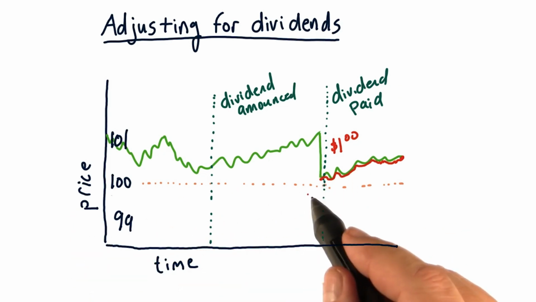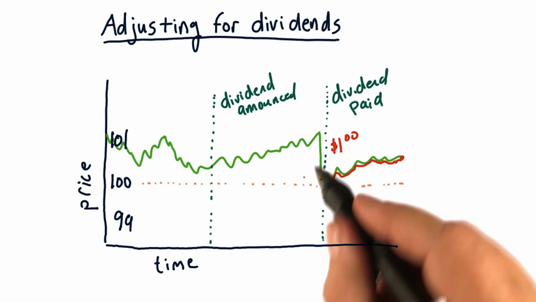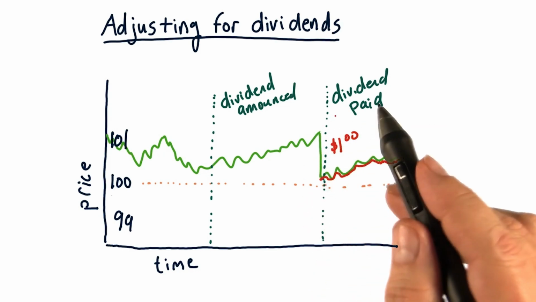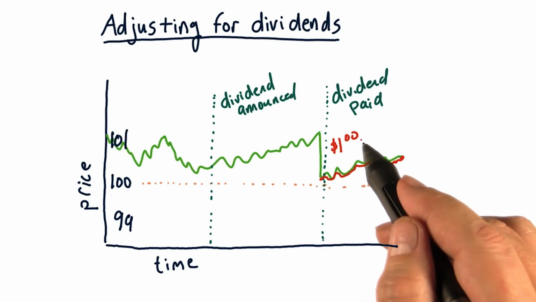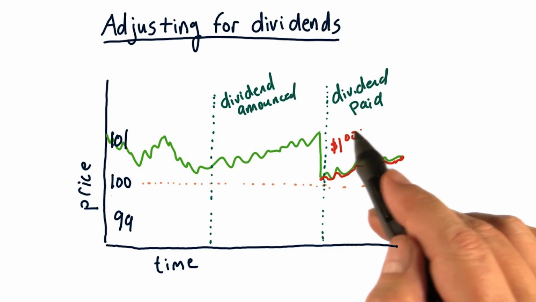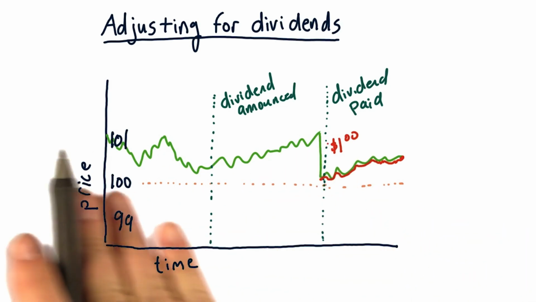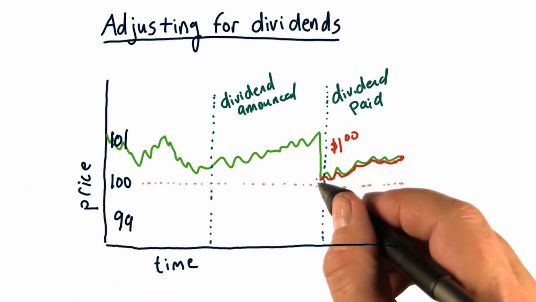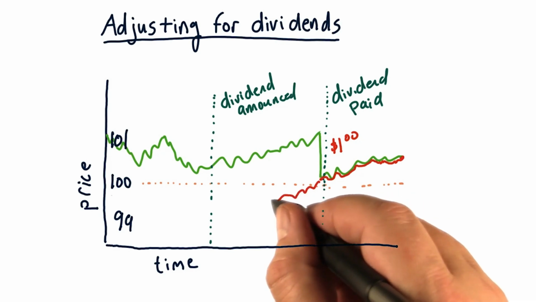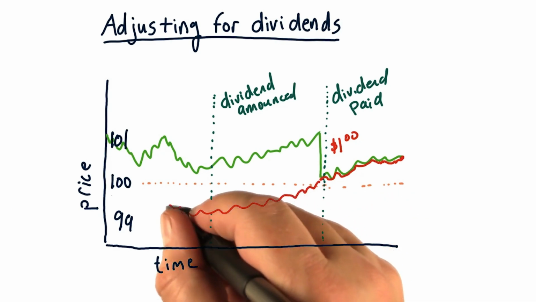In other words, just before the dividend is paid, we adjust all of these prices down by the proportion of the dividend. So in this case, we adjust everything down by about 1% all the way back in history. So our adjusted price continues like this.